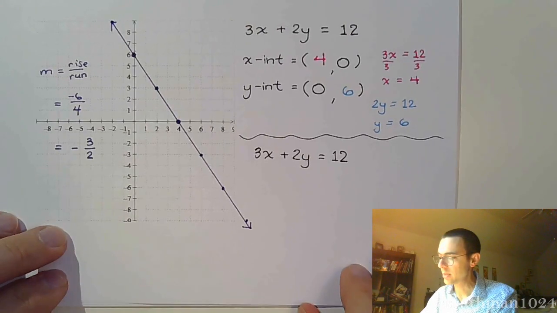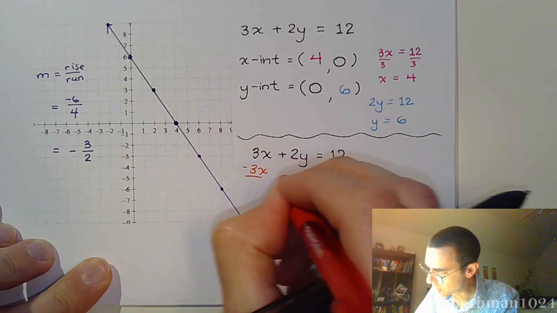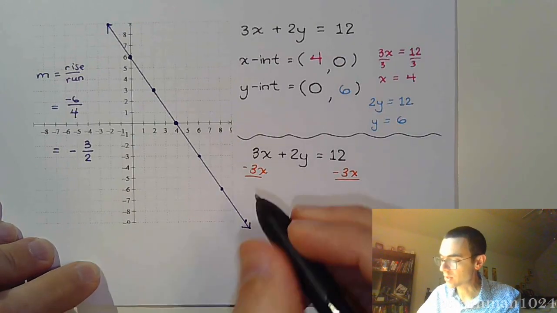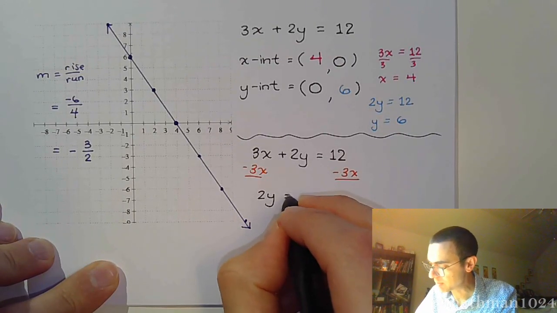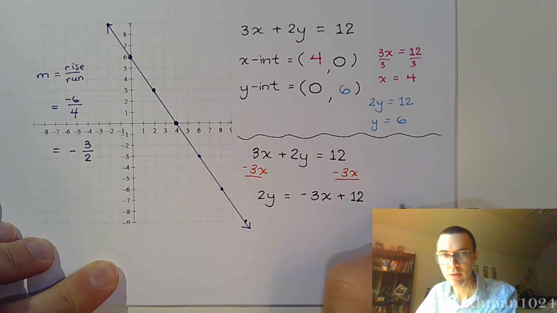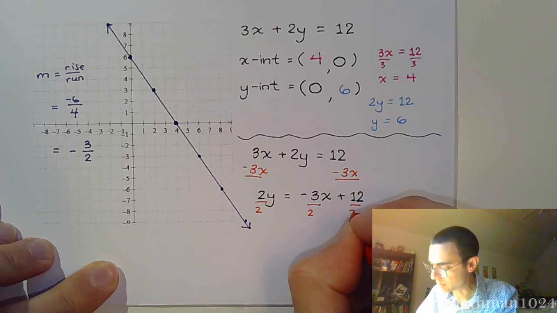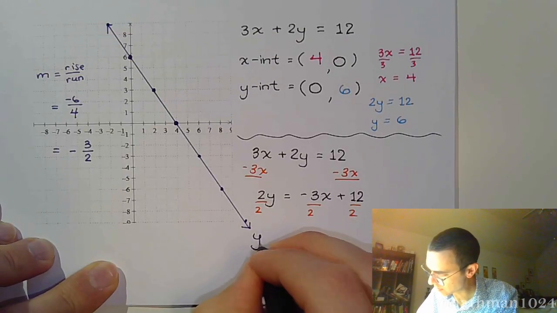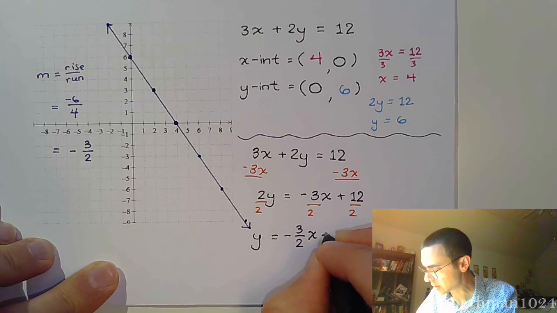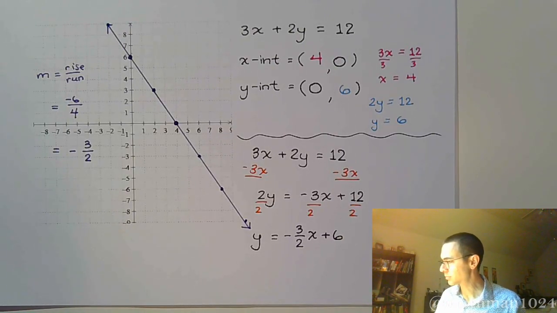When we solve this for y, the first step is to move the 3x to the other side. The more of these you do, I'm sure, the less you're going to be writing the subtracting 3x on both sides. You're just going to do it. Just move it in your head. So that's negative 3x plus 12. And divide by this coefficient of y, so divide everything by 2. We end up with y equals negative 3 halves x plus 6.